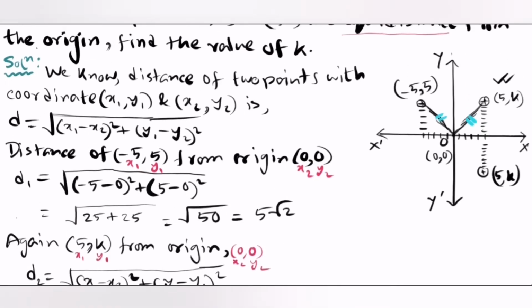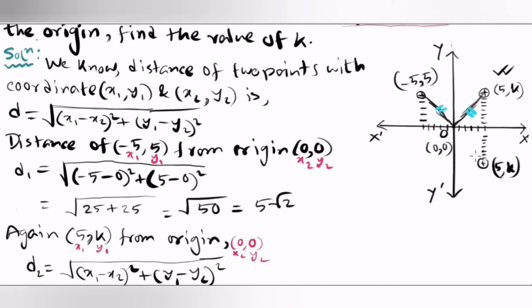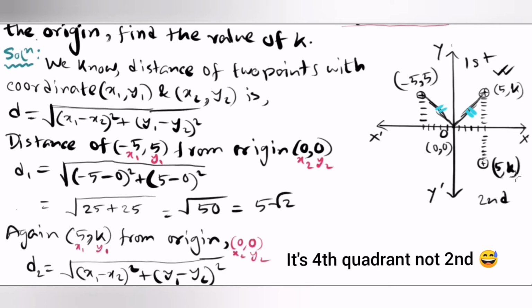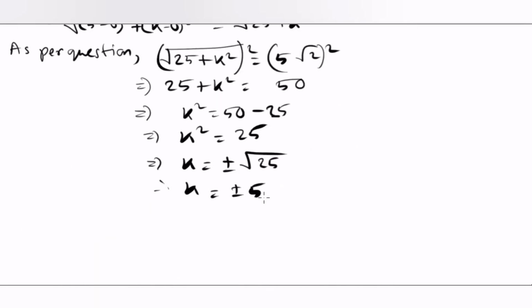Now see, I said in the beginning that the point can be in the first quadrant or the second quadrant, as we don't know the value of k. So the possibility is that both can be the answer. So this is our answer here. We got the value of k.